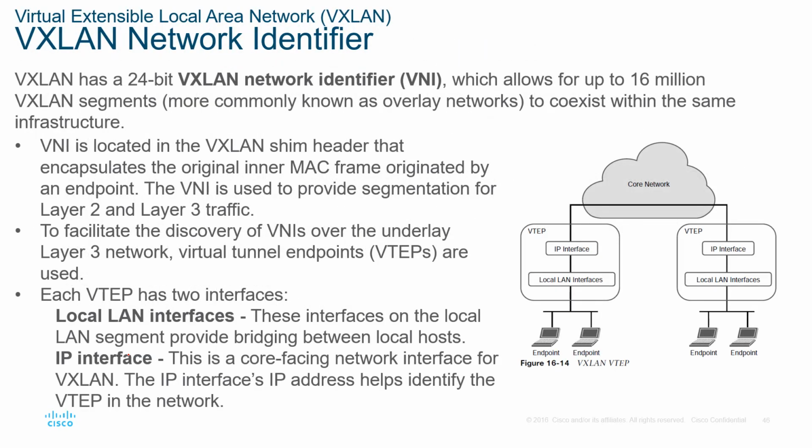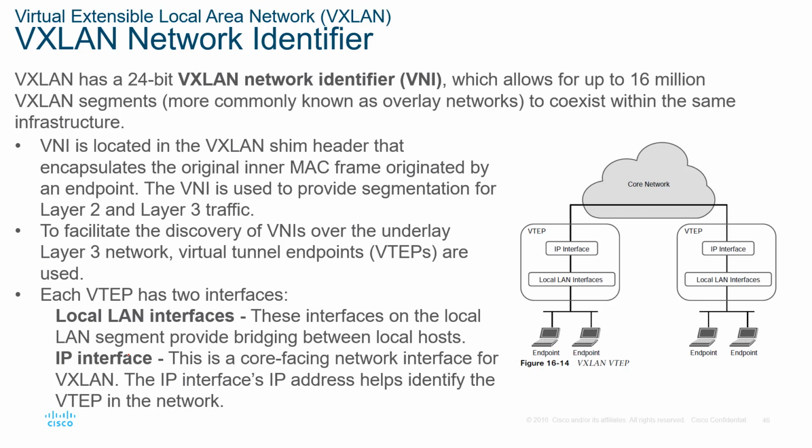Our VXLANs have a 24-bit identifier, except instead of calling it a VLAN identifier, it is called a VXLAN network identifier, VNI. This allows for 16 million segments. This can also coexist within the same infrastructure. This definitely increases the amount of VLAN possibilities that our server virtualization platforms can handle.